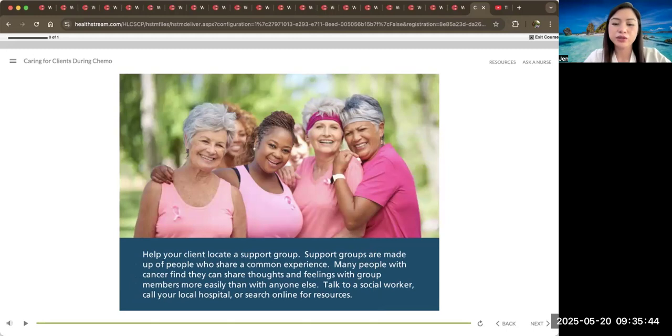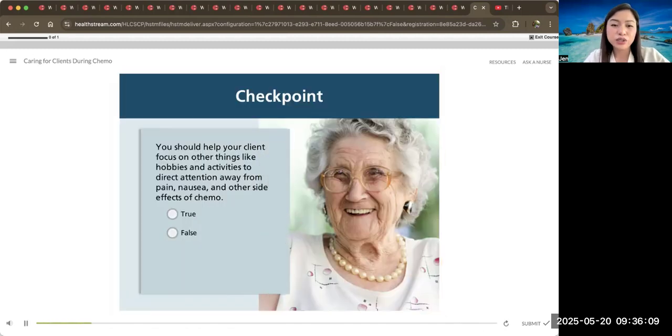Help your client locate a support group. Support groups are made up of people who share a common experience. Many people with cancer find they can share thoughts and feelings with group members more easily than with anyone else. Talk to a social worker, call your local hospital, or search online for resources. Checkpoint. You should help your client focus on other things like hobbies and activities to direct attention away from pain, nausea, and other side effects of chemo.